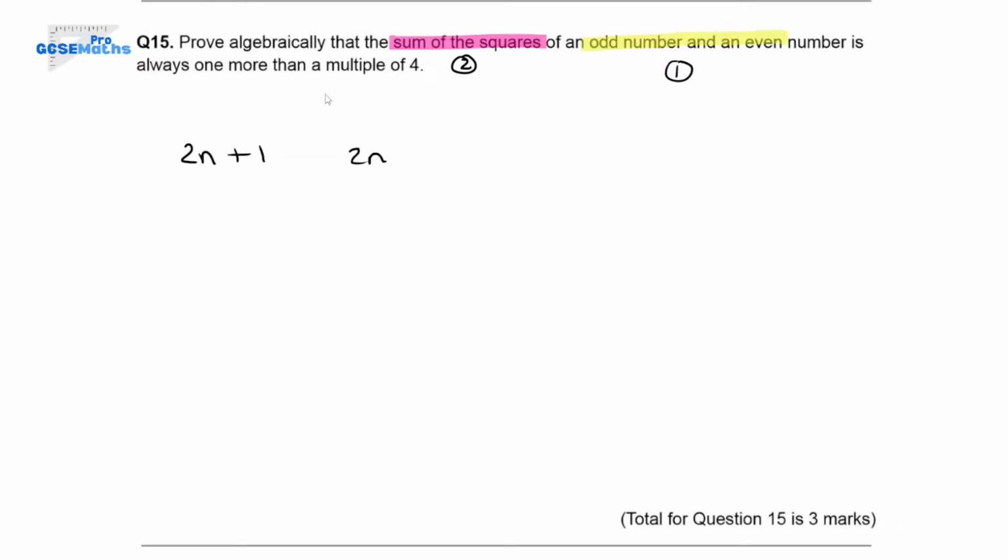So I need to write that. Sum is obviously plus and then squares, squaring it. So squaring it like this, squared, squared, and then add them. Now just be careful here, this is double brackets. It's not just 2n squared and then 1 squared. It's like you have to expand it all.